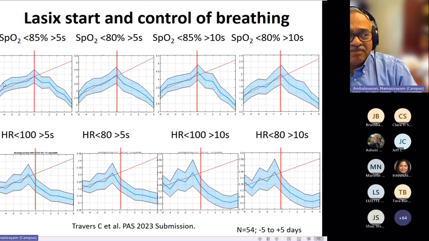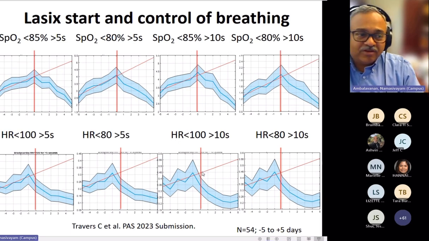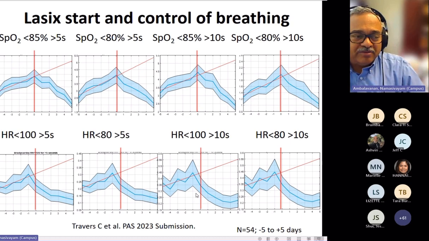So you can see what happens to desaturation on the top, and the bottom is bradycardia. Once you start Lasix, the number of desaturations decreases, whether you're defining it as less than 85, less than 80, less than 85 for more than 10 seconds, and so forth. The amount of bradycardia also seems to decrease. So this is a physiologic parameter that we can look at to see if the medication is working.